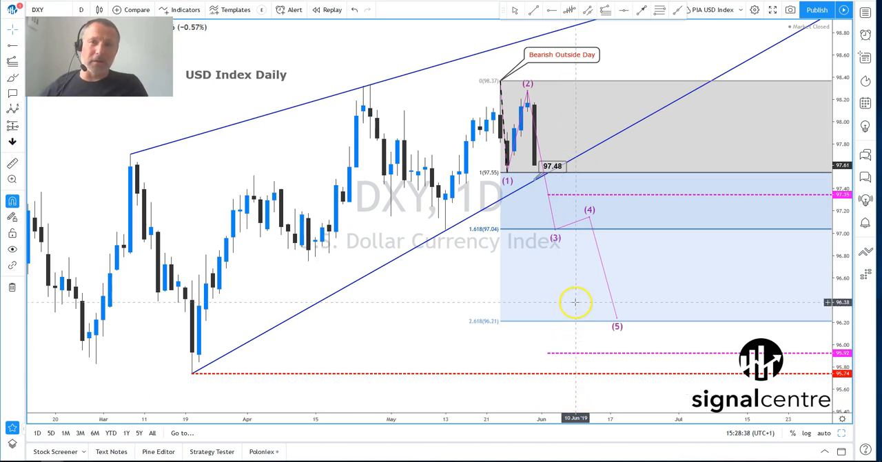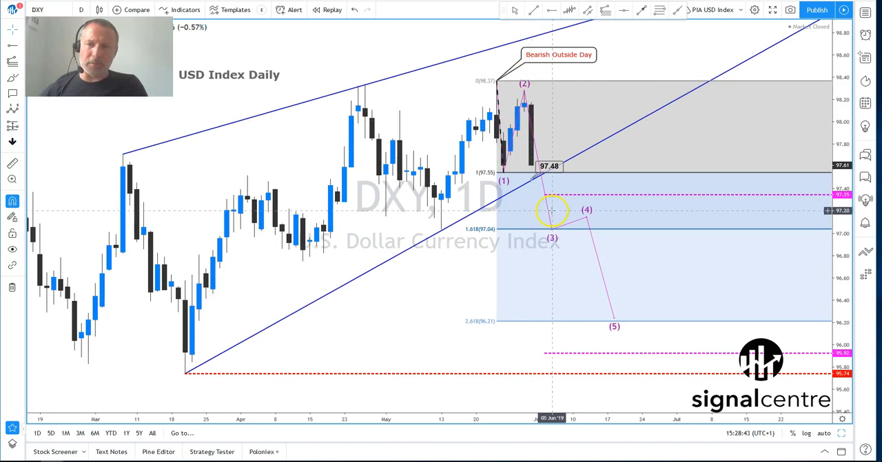So basically we're going to be looking at selling into dollar rallies next week, looking for the impulse breakout, and then obviously the target area is this band down here.